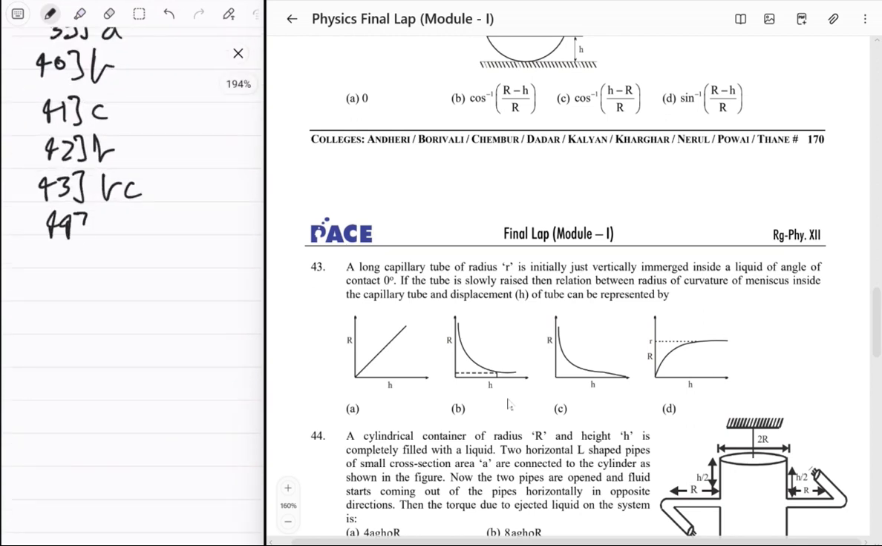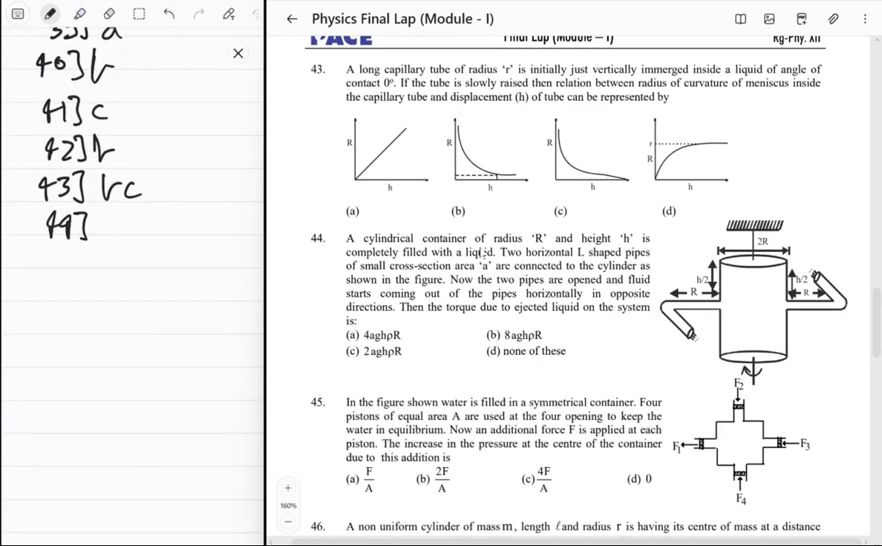44. A cylindrical container of radius r and height h is completely filled with liquid. Two horizontal L-shaped pipes of small cross-section A are connected to the liquid as shown. Two pipes. Okay. Now the two pipes are open and fluid starts coming out of the pipes horizontally in opposite directions. Then the torque due to ejected liquid on the system is interesting. Okay, so we need the torque, right? Due to the ejected liquid on the system, of course.